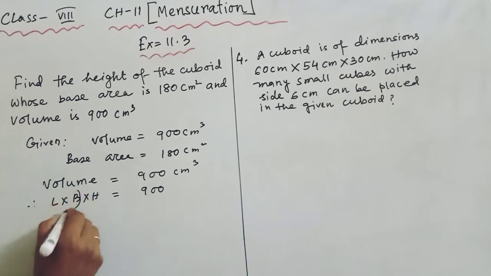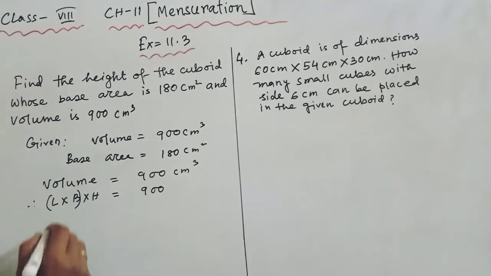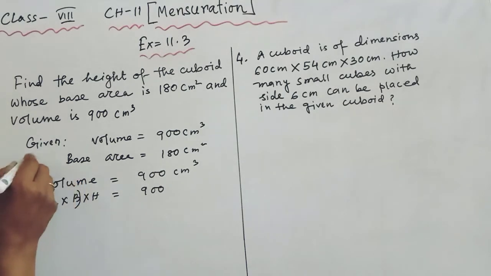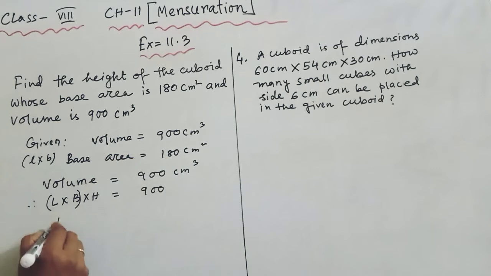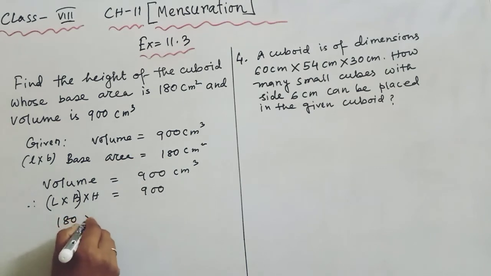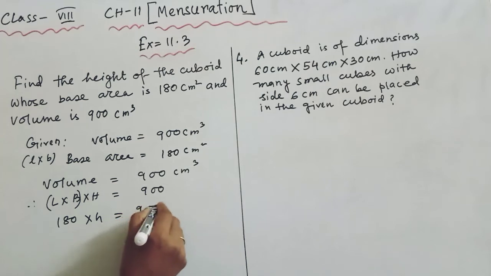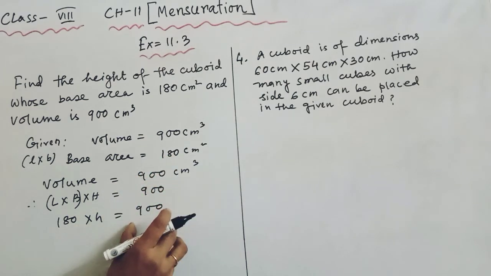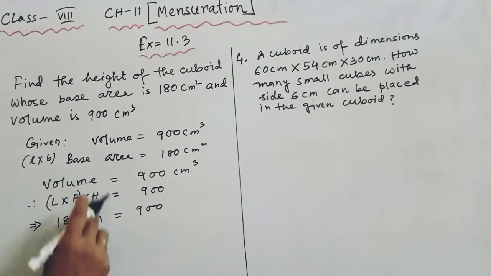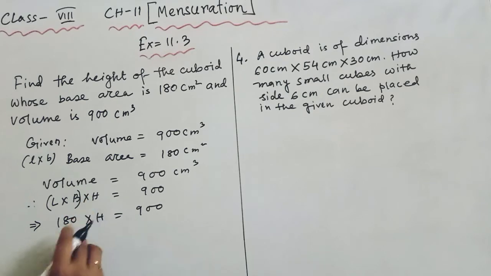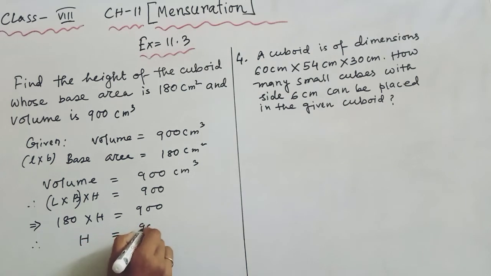Now, L into B means the base area of the cuboid. So, base area, that is L into B, equal to 180 centimeter square, into H is equal to 900. The volume was given as 900 centimeter cube. So 180 into H, that is L into B into H, is equal to 900. Therefore, height of the cuboid is 900 by 180, using the transposing method of a simple equation.